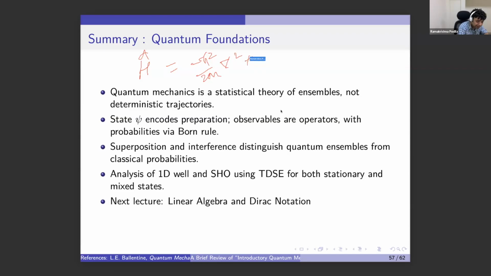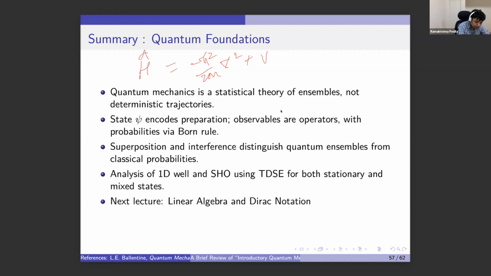del square plus V, right? And these correspond to observables. For example, the expectation value of this, the average of this, would correspond to energy. The average of the momentum operator would correspond to the momentum. The average of the position operator would correspond to the average position.